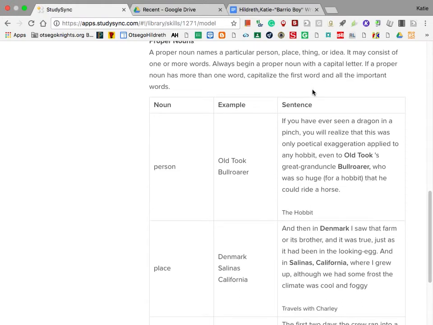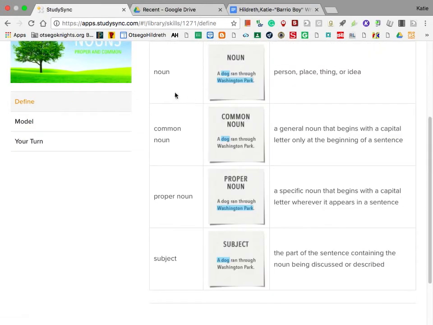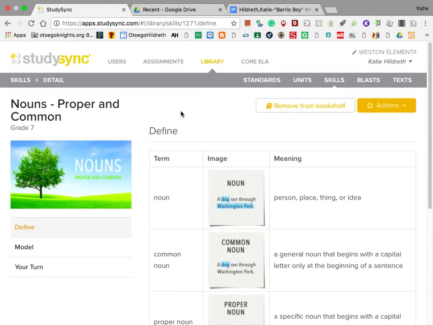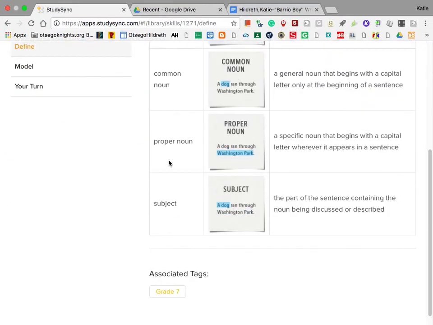Okay, so that takes care of our notes. You should have in your notebook a define section, and you should have a chart with a term, an image, and a meaning: noun, your image, and the meaning; common noun, image, meaning; proper noun, image, and meaning; subject, an image, and the meaning.